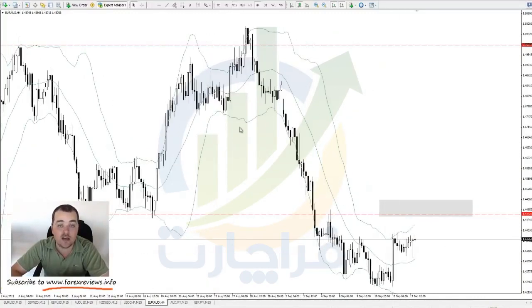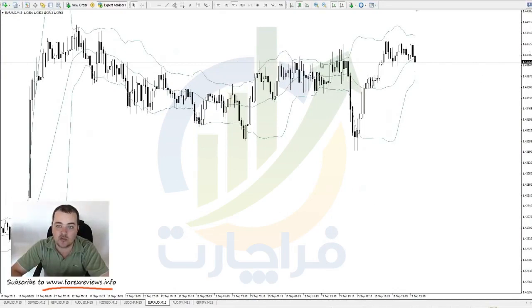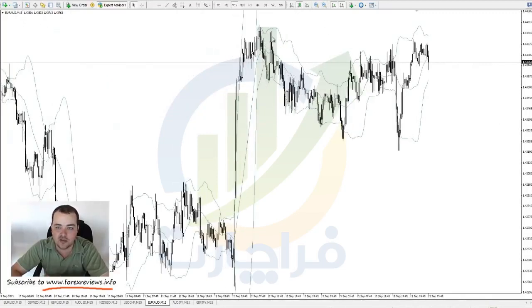Okay, so Euro AUD, I didn't take any trades on this one, guys. I've got it here because it was one of the ones I had on my forecast. I just wasn't happy with where it got to. But now that I'm looking at it on the 15-minute, I can actually see that you could have traded this one.